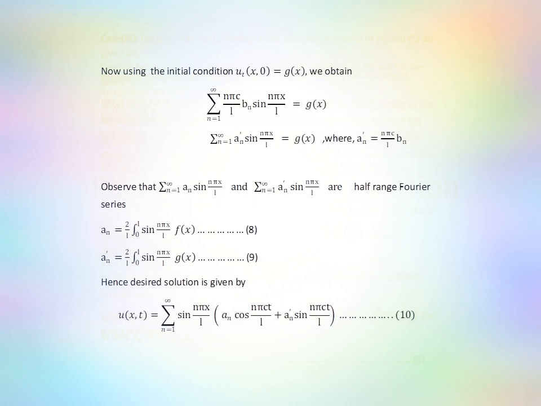These half range Fourier series we will discuss after this semester, and you know about some problems using Fourier series. So a_n equal to 2 by l integration 0 to l f of x sin n pi x by l dx, or a_n dash equal to 2 by l integration 0 to l g of x sin n pi x by l dx, and hence the desired solution is given by u of x,t equal to summation n equal to 1 to infinity sin n pi x by l multiplied by a_n cos n pi ct by l plus a_n dash sin n pi ct by l.